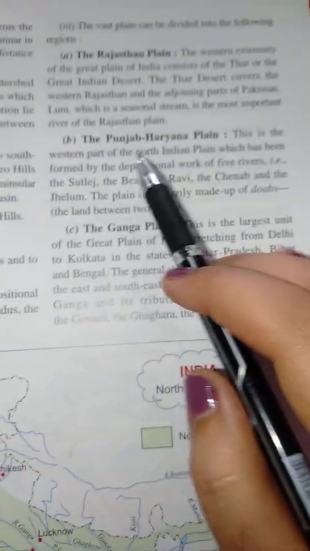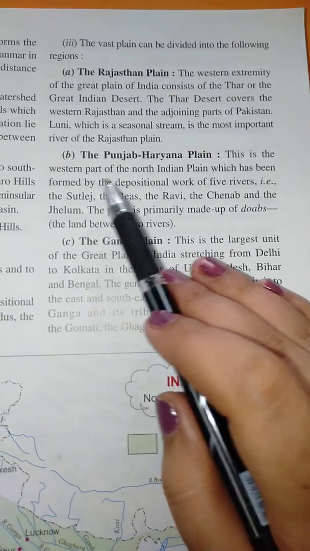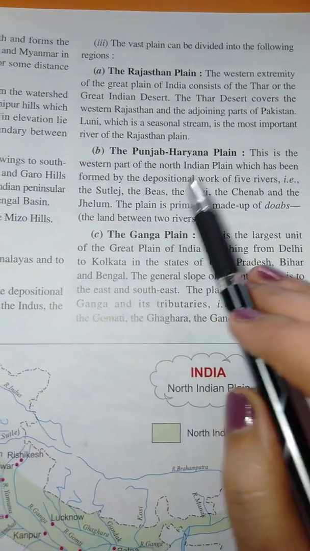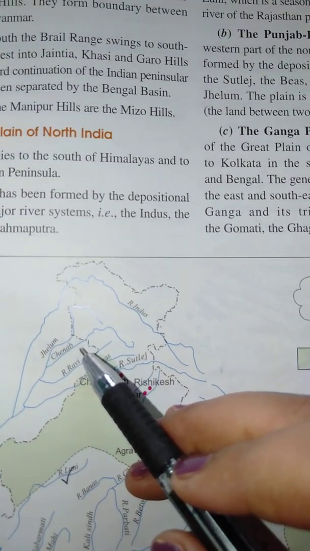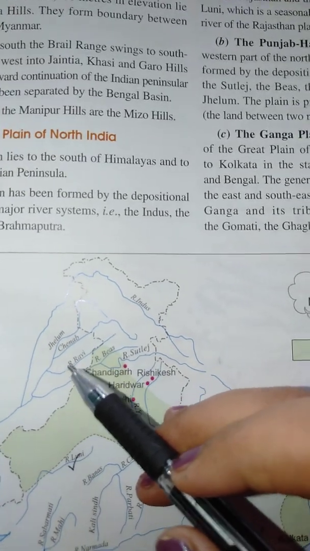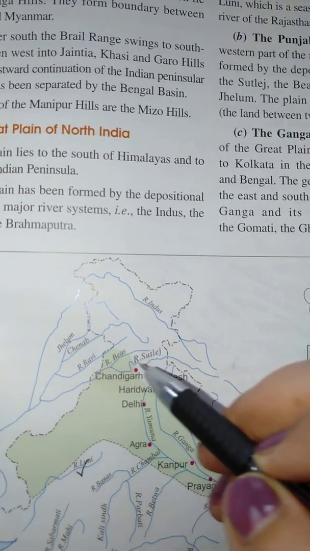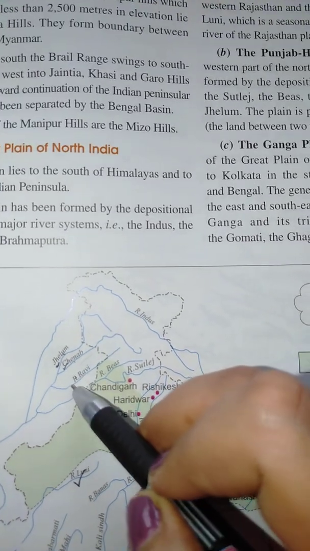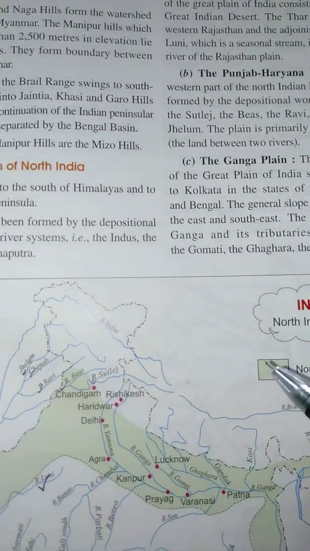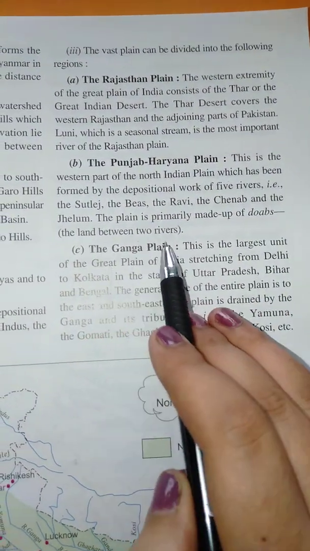Next we have the Punjab Haryana plain, which is the most fertile and most important from the agricultural point of view. This is the western part of the North Indian plain. As the name suggests, Punjab means it is irrigated by five rivers, named Jhelum, Chenab, Ravi, Beas and Satluj. These five rivers form this Punjab Haryana plain, and it is basically formed of Doabs. What is a Doab? It is a land between two rivers.